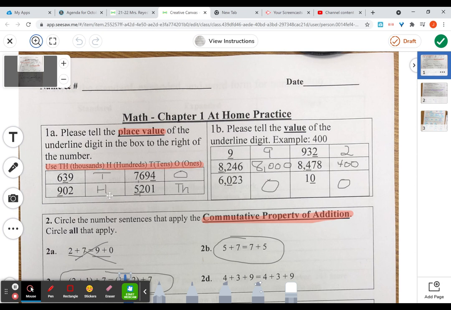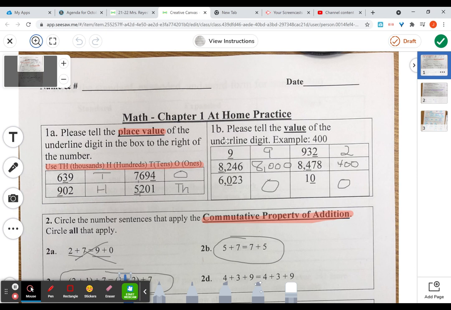902, 9's underlined. That's in the hundreds place, so I'm going to put an H in the box. 7,694, 4 is underlined. It's in the ones place, so I'm putting an O in the box. 5,201, the 5 is underlined, and that's in the thousands place.